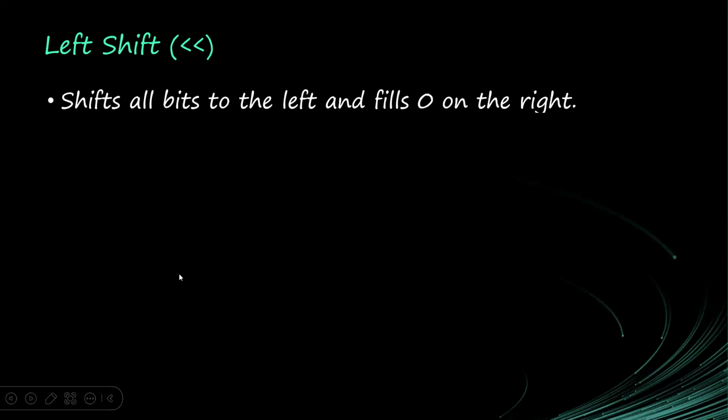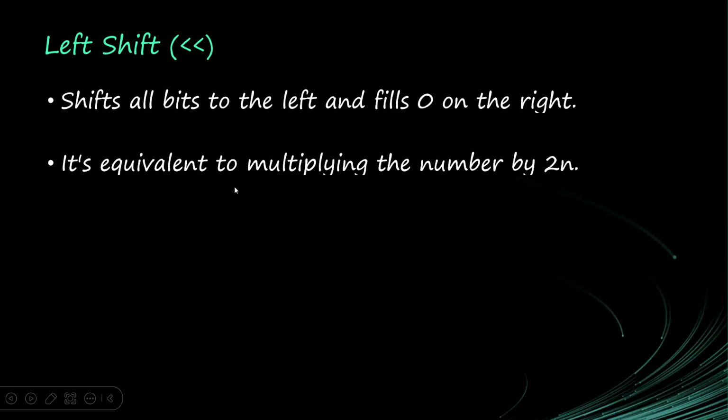Okay, so now let's take a look at the left shift operation. I'm going to take my time to explain this. The left shift operator shifts all the bits to the left, and it will fill zeros on the right. Before I continue, it's equivalent to multiplying the number by 2 raised to power n. Now, the n means the number of bits, okay, number of bits.